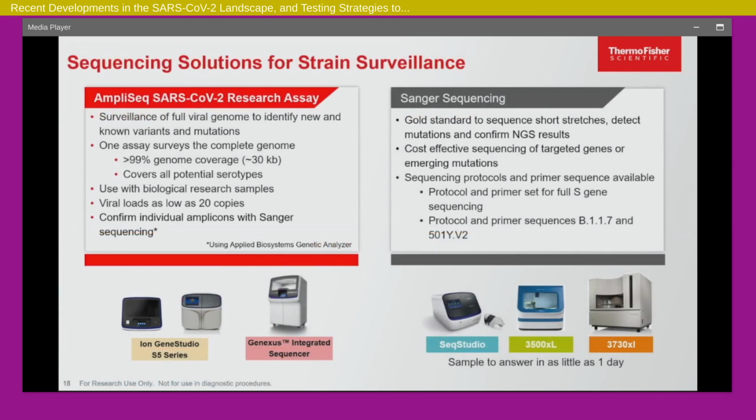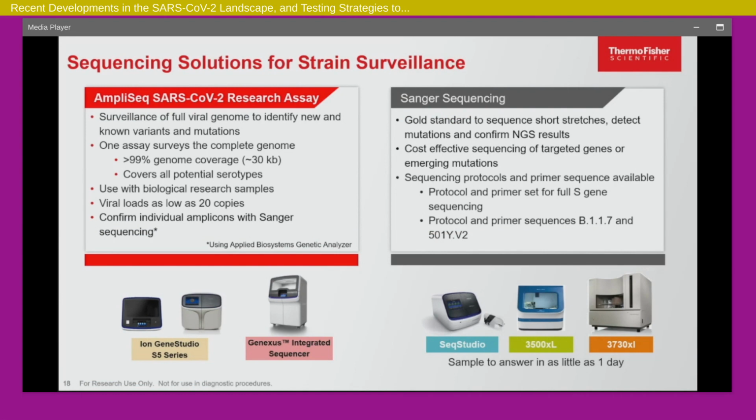What do we have for sequencing? From sequencing, we have two specific different methods. One is using the next generation sequencing. This is using the S5, the Gene Studio Ion, where you have the extraction and the sequencing, which is two separate instruments, and then you have the integrated Genexus sequencer that does both the extraction and the sequencing together. Now, this again will give you the entire sequence of the virus. So you will know every single nucleic acid that is there, and it can go as low as 20 copies.